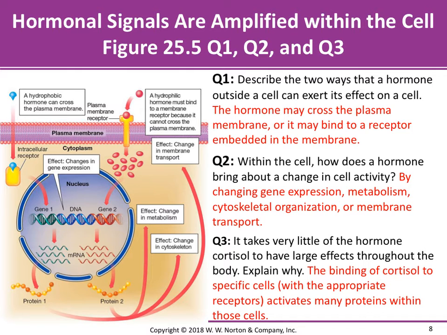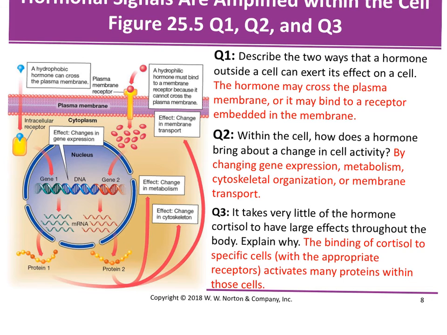So also some hormones have larger effects, and some hormones kind of get a lot of other hormones working, or causing other hormones to be made. So the binding, like cortisol, to a specific cell activates many proteins within those cells.